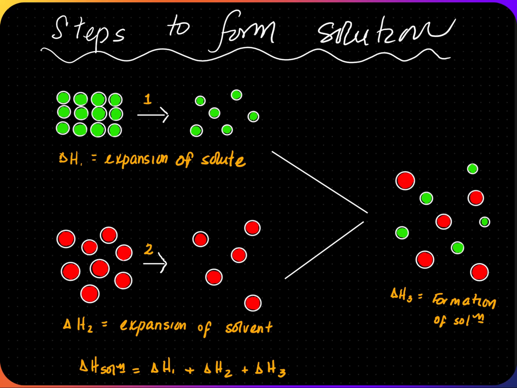So the enthalpy of the solution is the enthalpy of the expansion of the solute plus the enthalpy of the expansion of the solvent plus the enthalpy of the formation of the solution. For delta H1 and delta H2, energy must be inputted, so it's an endothermic process. The formation of the solution can be exothermic or endothermic, depending on the substances.